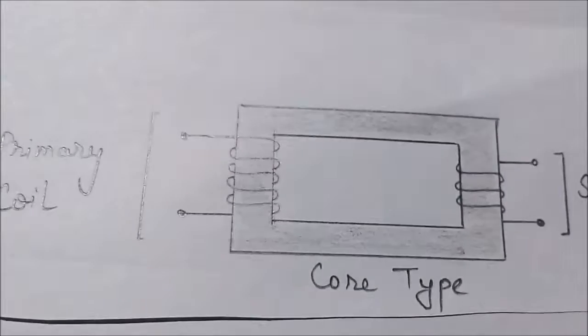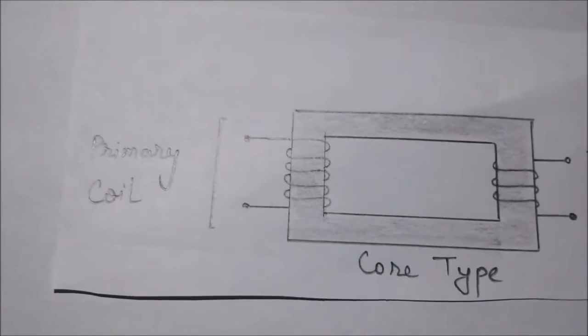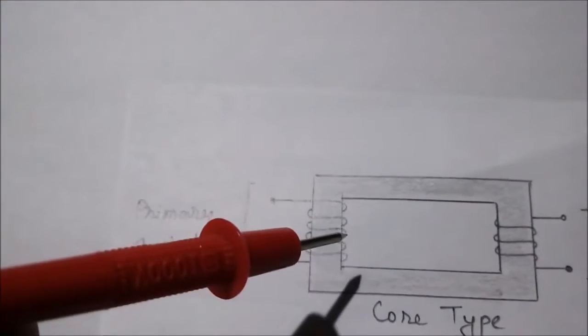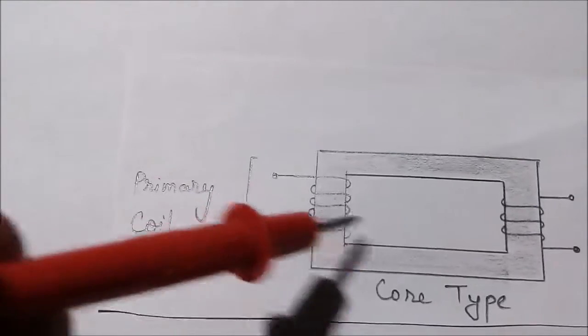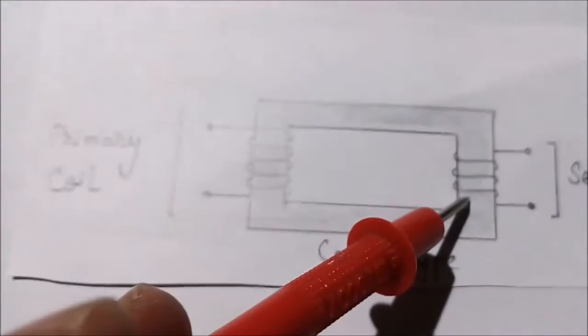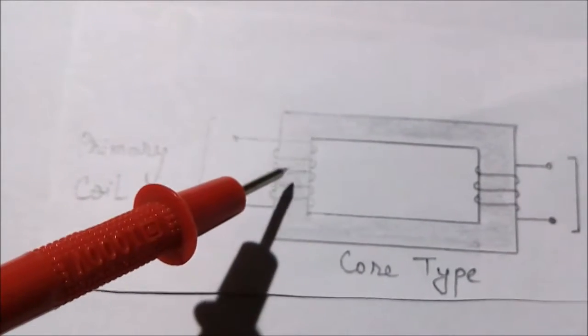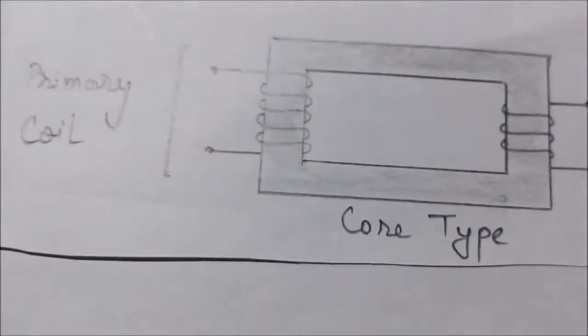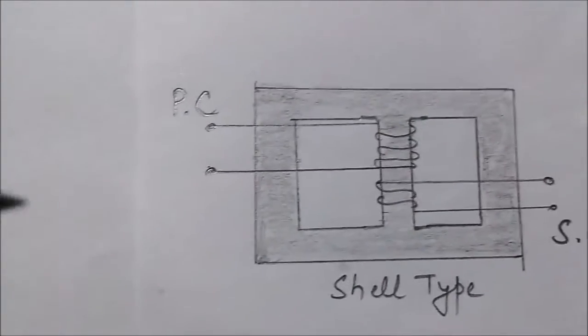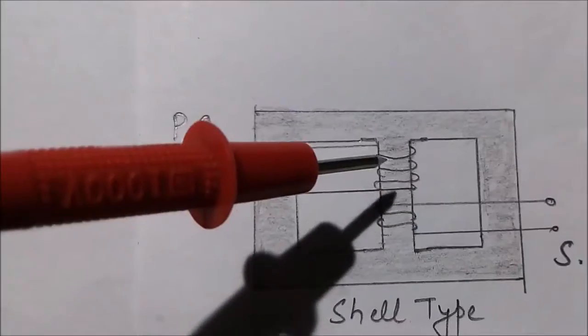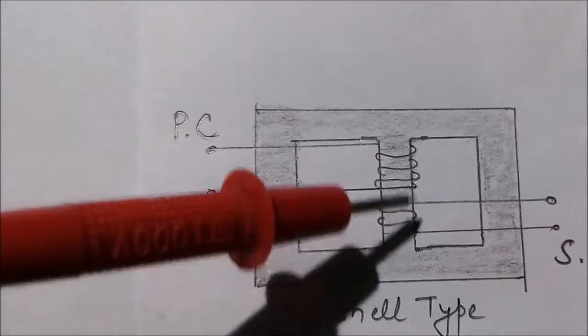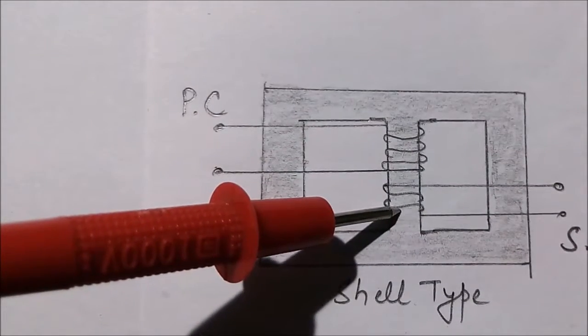There are two types of construction of the transformer. The first one is the core type. In the core type transformer, the primary and the secondary coils are mounted on the different arms of the core. But in the shell type transformer, the primary and the secondary windings are on the same arm.